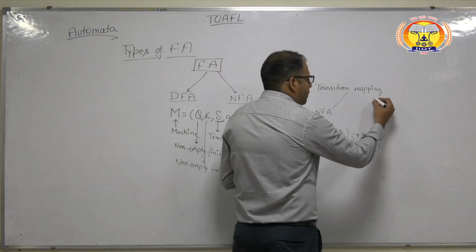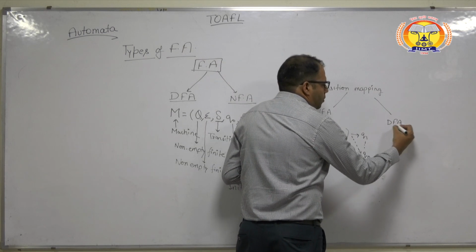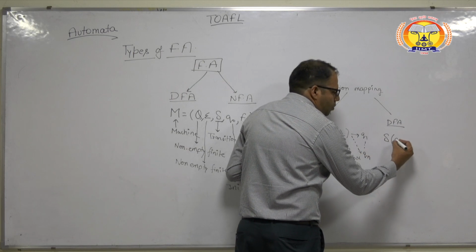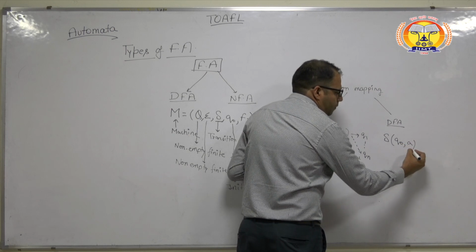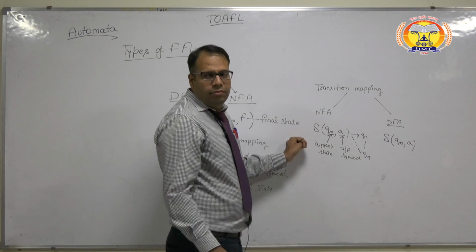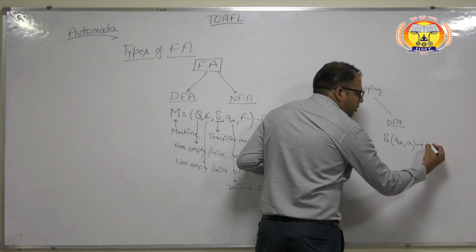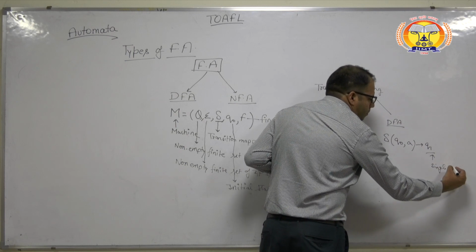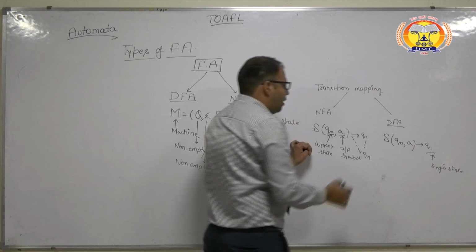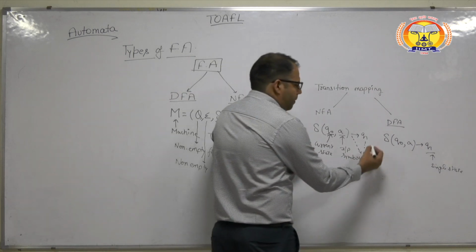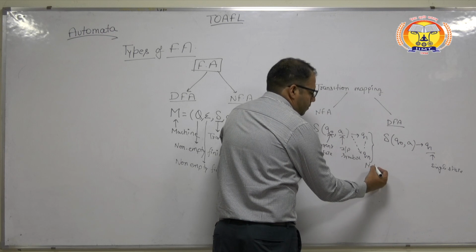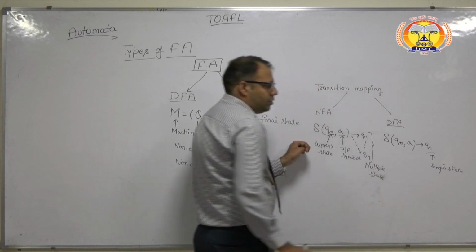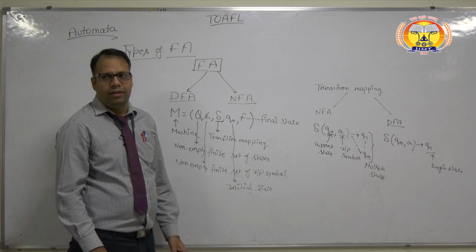But in DFA, the transition mapping is defined so that when we give an input on a current state, we always get a single state. But in NFA, we get multiple states as output. These are the basic differences between the NFA and DFA.